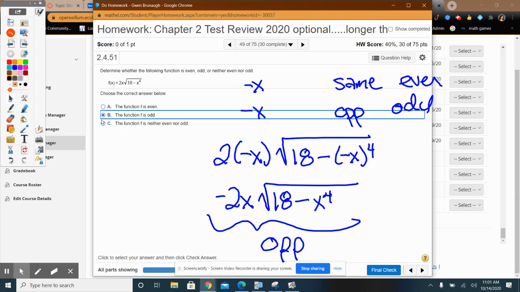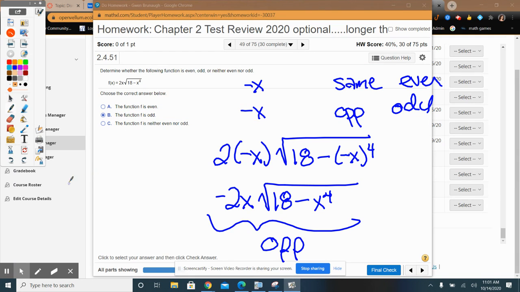That is odd. And the reason is, guys, because like if I have 2 square root of 3, its opposite is negative 2 square root of 3 because they're being multiplied together. This just looks complicated, but it's really just one piece. So that is odd.